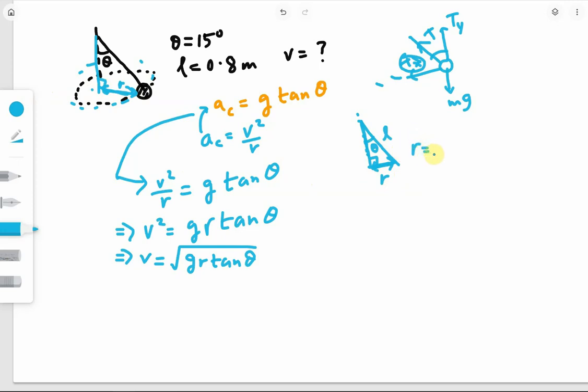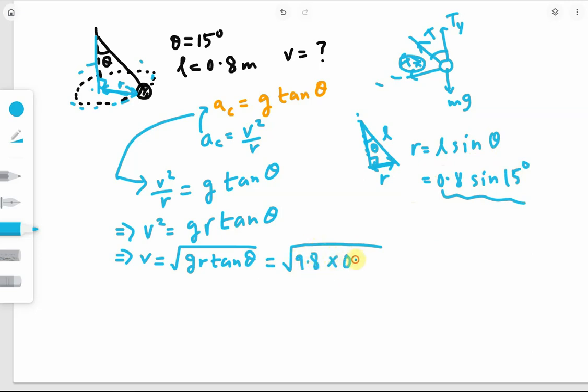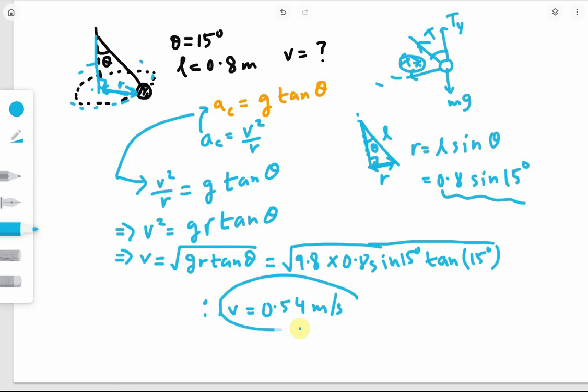So r is nothing but L sine theta. What is L? L is 0.8 times sine of theta. What is theta? It is 15 degrees. So replace r with this here, so we get v is equal to g, 9.8, multiplied by r, 0.8 times sine 15 degrees, times tangent of theta. Tangent of theta, again, theta is 15 degrees, and square root the whole thing. We end up with the speed, that is how fast the ball is going in a circle, to be 0.54 meters per second. Right?